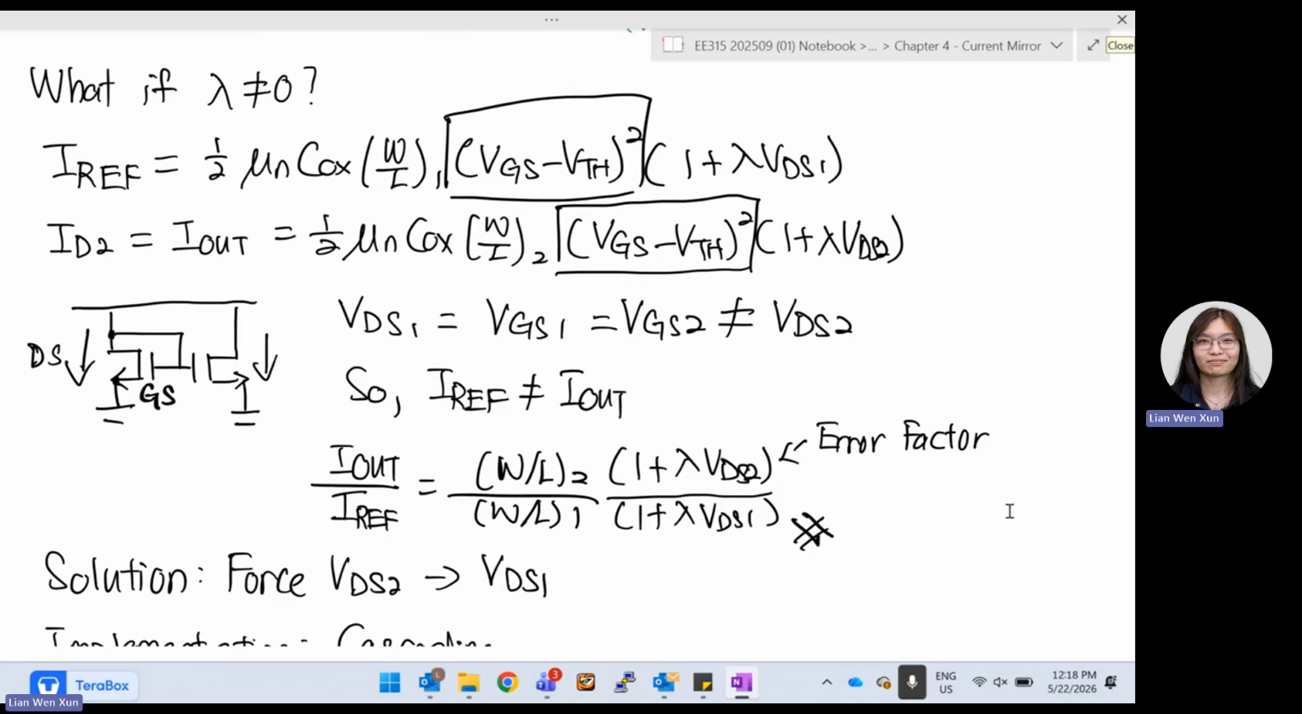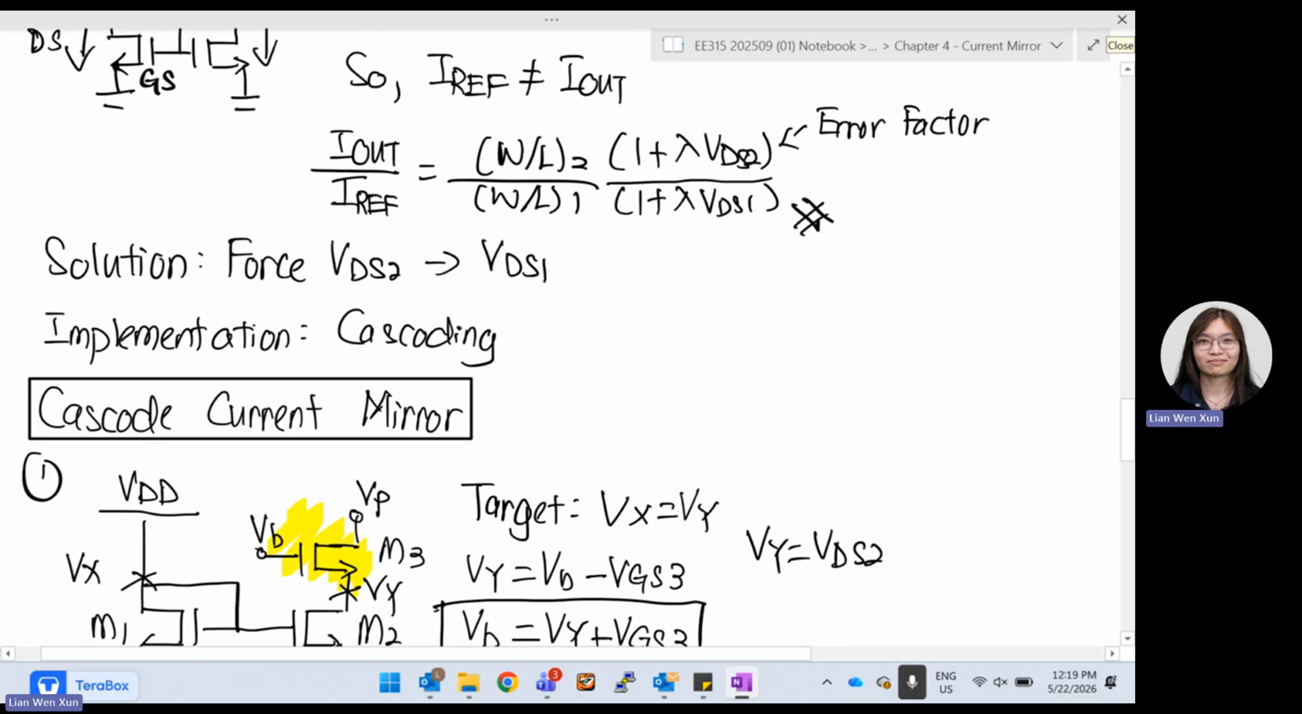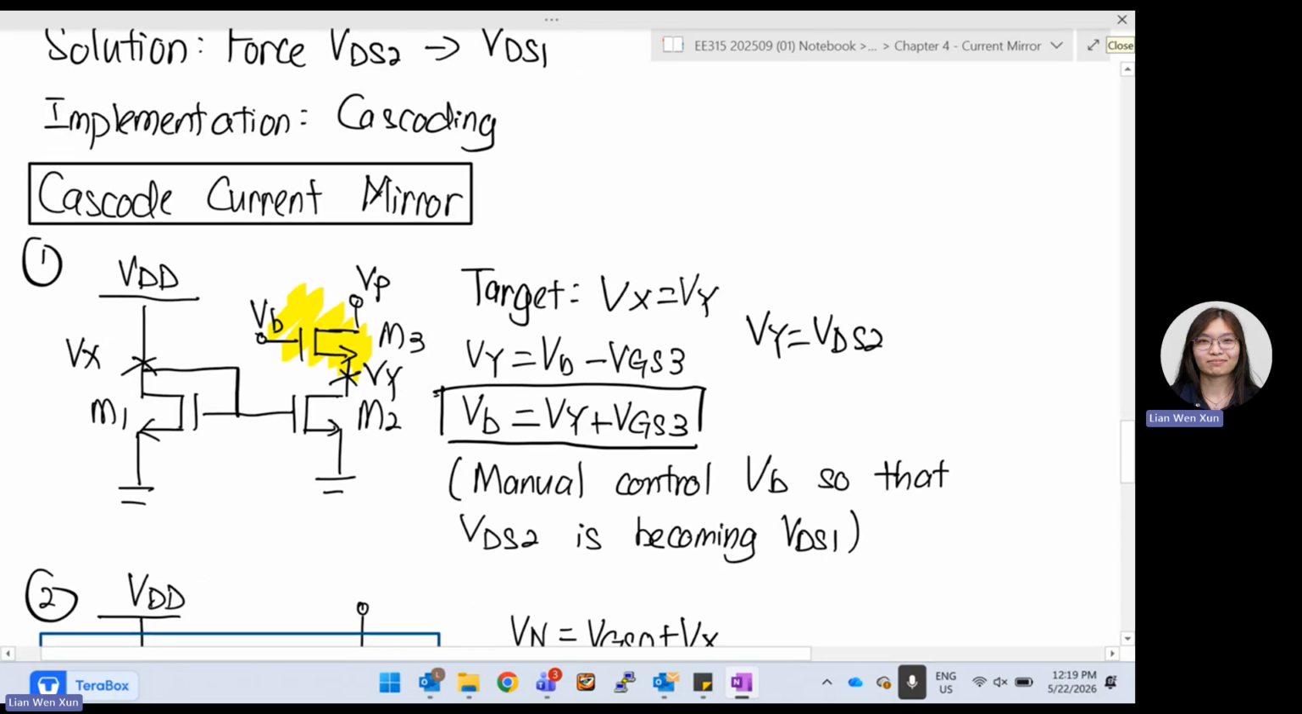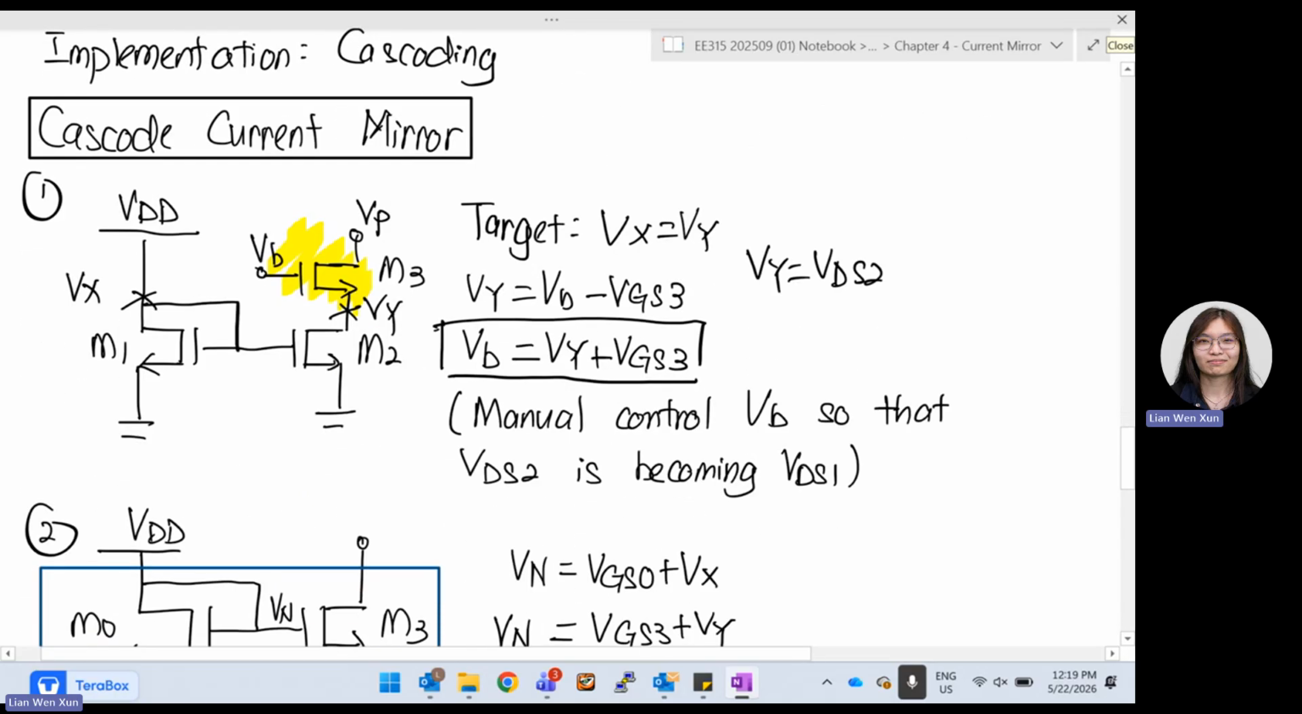All right, so you will see that there's an error factor because the VDS is there. So it looks very hard for me to have an ideal copy current. What is the solution if I want to remove the VDS dependence? I can force VDS2 to equal VDS1. The method to force VDS2 into VDS1 is what we call cascoding. Cascode, as in we have two circuits, left and right.